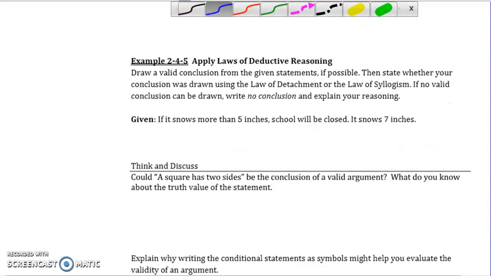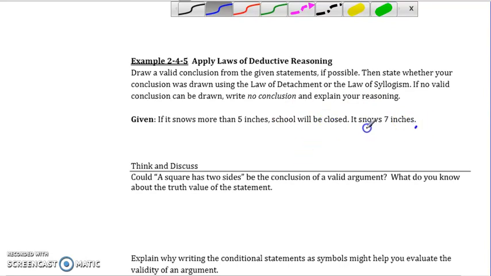All right, last example, we're going to draw a conclusion from the given statements and then state whether our conclusion is drawn from law of detachment or law of syllogism. If there is no valid conclusion, then we'll write no conclusion and explain. So if it snows more than 5 inches, school will be closed. It snows 7 inches.